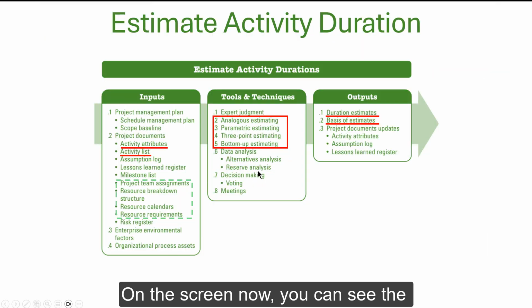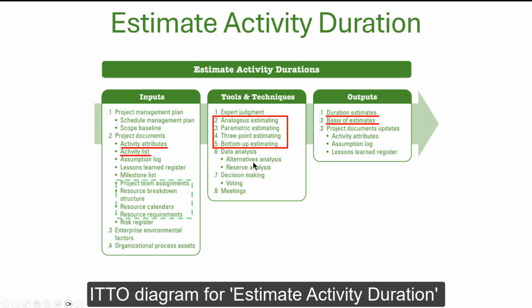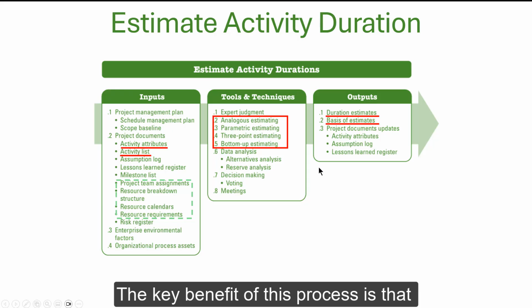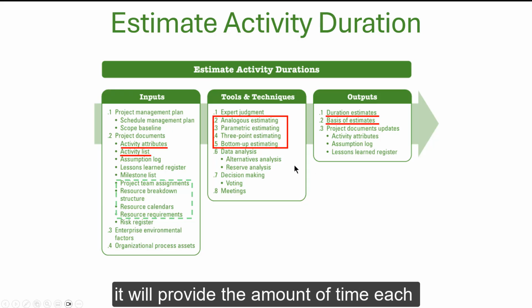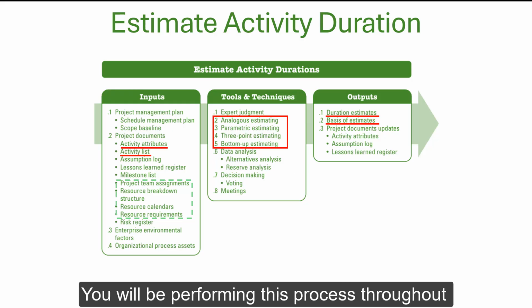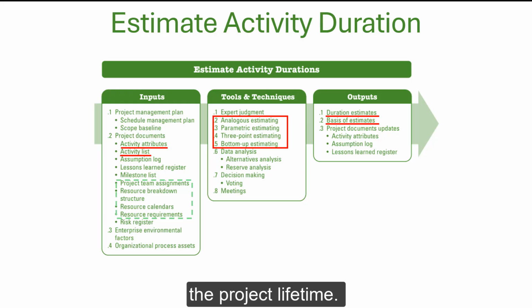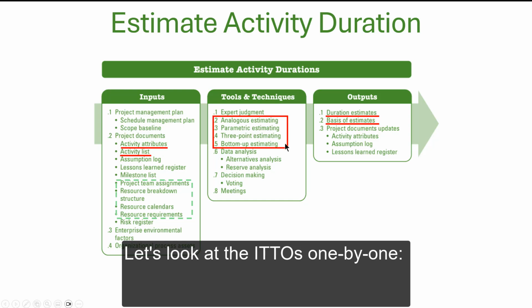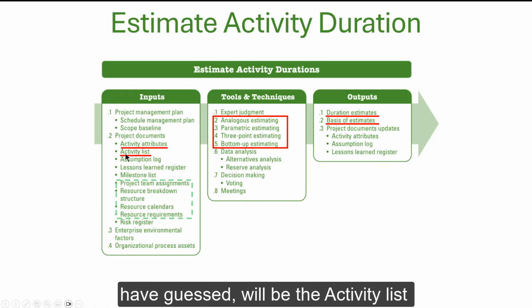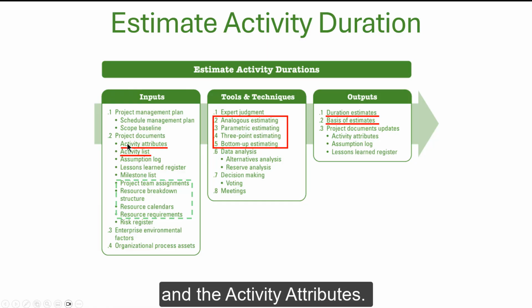On the screen now, you can see the ITTO diagram for the estimate activity duration process. The key benefit of this process is that it will provide the amount of time each activity will require. You will be performing this process throughout the project lifetime as the dynamic nature of the project unfolds itself. Let's look at the ITTOs one by one. The most important inputs, as you would have guessed, will be the activity list and the activity attributes.